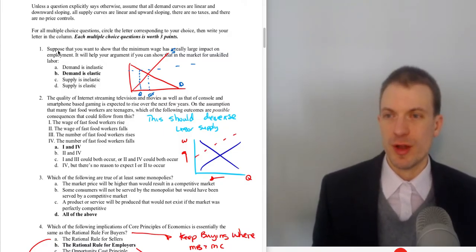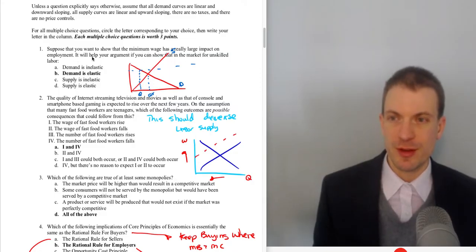So question number 1, suppose you want to show that the minimum wage has a really large impact on employment. It'll help your argument if you can show in the market for unskilled labor. If we want to show a really large impact from the minimum wage, what this means is we are going to get a change in price. If you get a change in price, you cannot get a shift. You can only get a change in quantity.